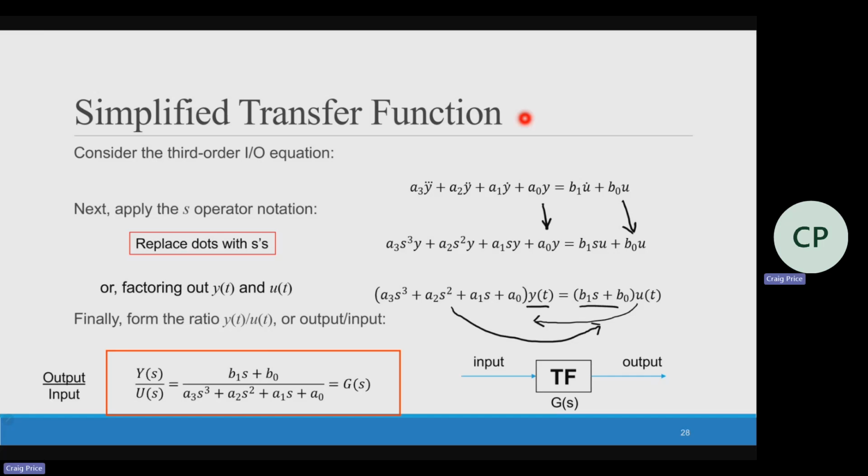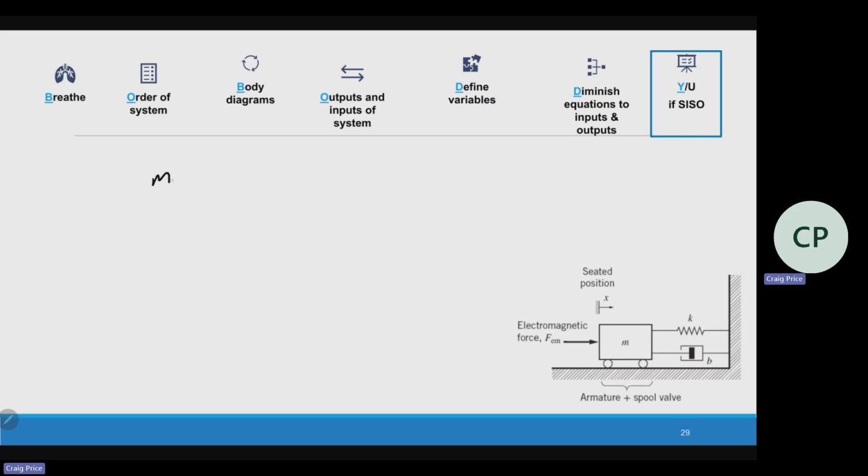Shall we do the problem we were just working on? Okay, it's pretty easy. We have m x double dot plus b x dot plus k x equals our force. So dots become s's. Because this is SISO, single input, single output, this becomes m s squared times X plus b s times X plus k times X.